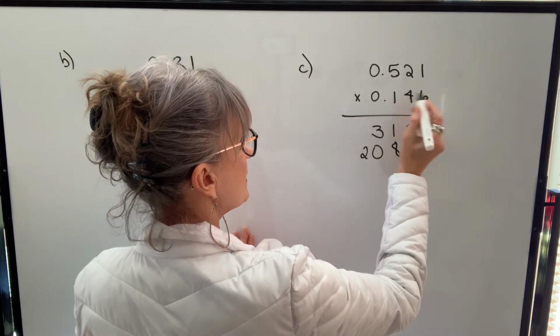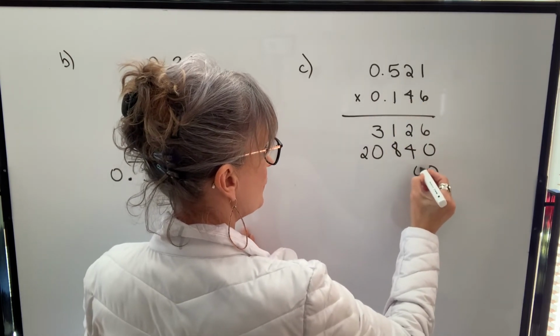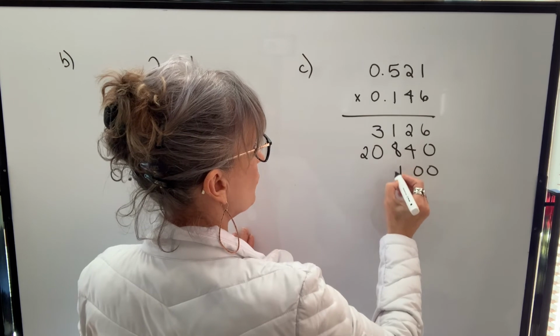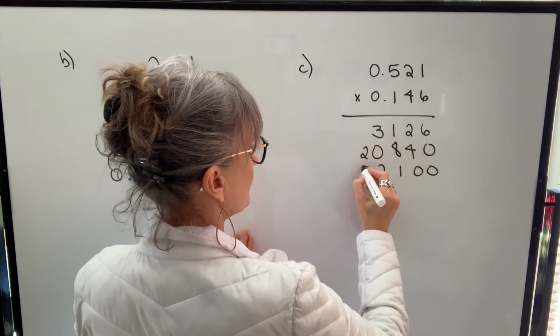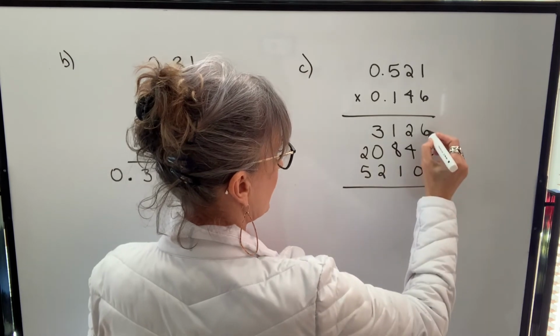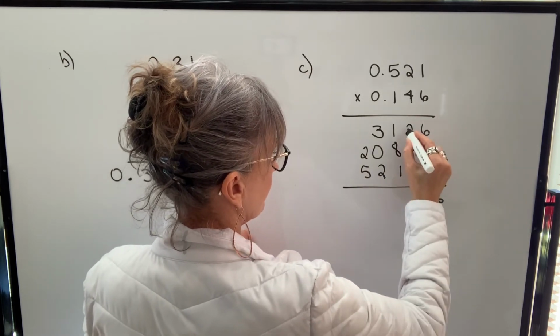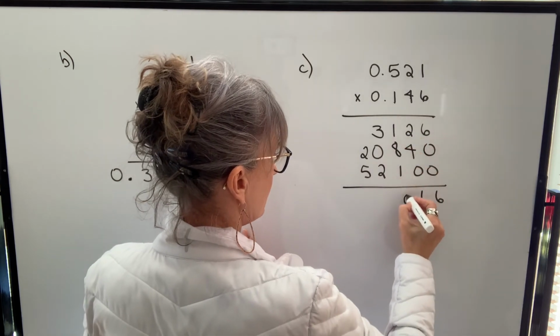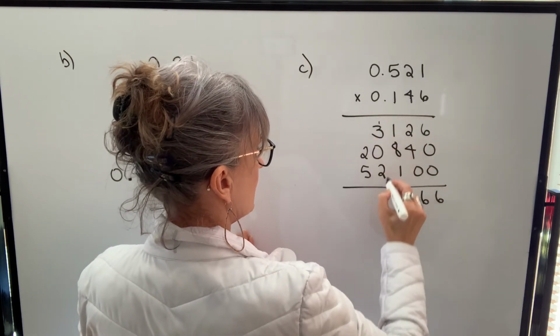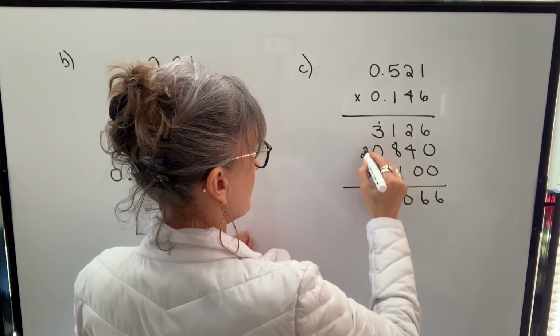I move to my next digit. I need 2 zeros as placeholders. 1 times 1 is 1. 1 times 2 is 2. 1 times 5 is 5. Add everything up. 1 plus 8 plus 1 is 10, carry the 1. 6, 7.